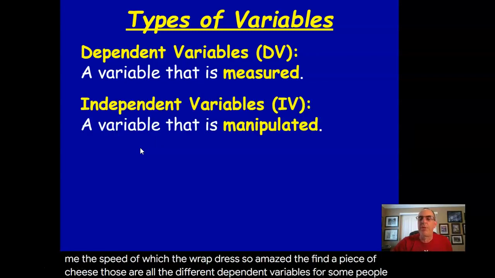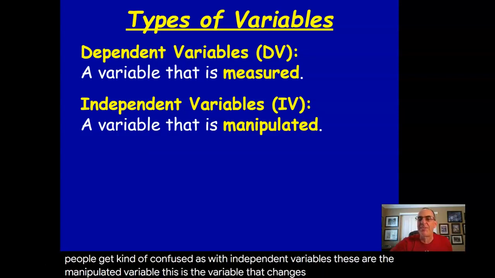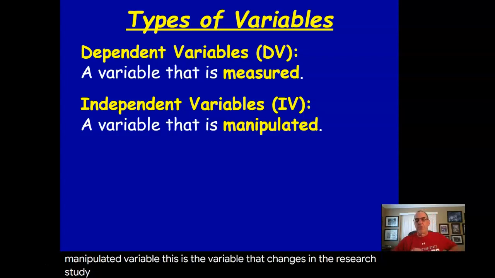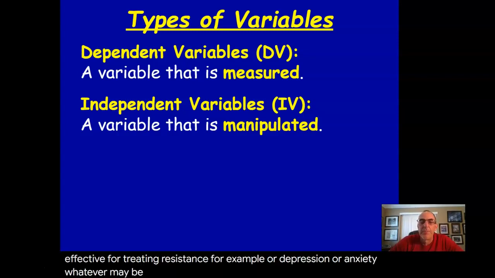Where some people get kind of confused is with independent variables. These are the manipulated variable. This is the variable that changes in the research study. So for example, if I want to find out what type of drug is most effective for treating Alzheimer's disease, or depression or anxiety, whatever it may be, the different types of drugs I give are going to be the independent variable.